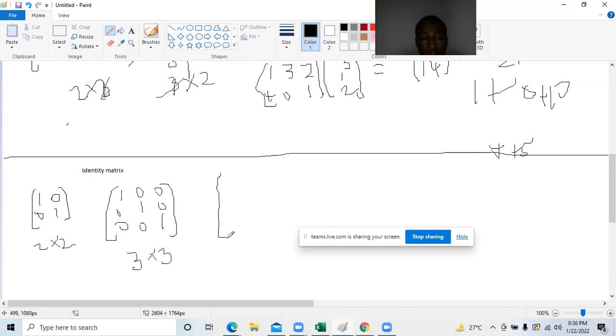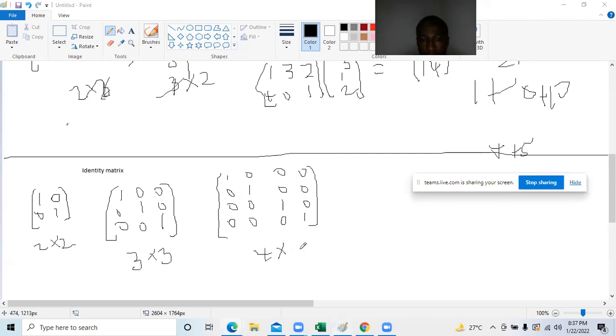Then we could have 1, 0, 0, 0, 0, 1, 0, 0, 0, 0, 1, 0, 0, 0, 0, 1. This is a 4 by 4 identity matrix. Does this make any sense to you?